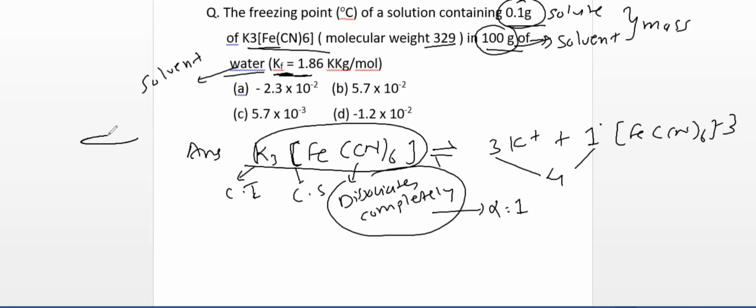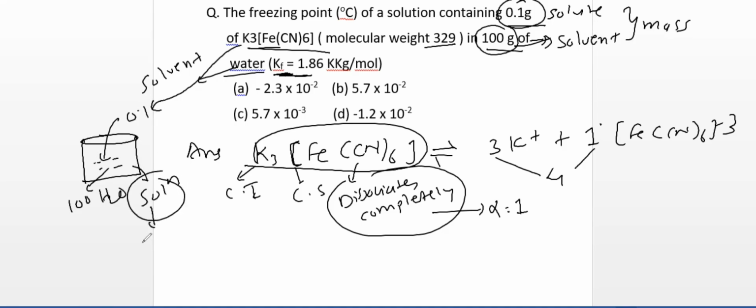So suppose in a beaker, I'm taking 100 gram H2O. In this, I'm adding 0.1 gram of K3[Fe(CN)6]. So this becomes a solution, and we need to find out in degrees Celsius the freezing point of this solution. But when you add this compound to water, we assume it undergoes complete dissociation. So we get 3 moles of potassium ion and 1 mole of ferricyanide ions. Okay, so total particles are 4.